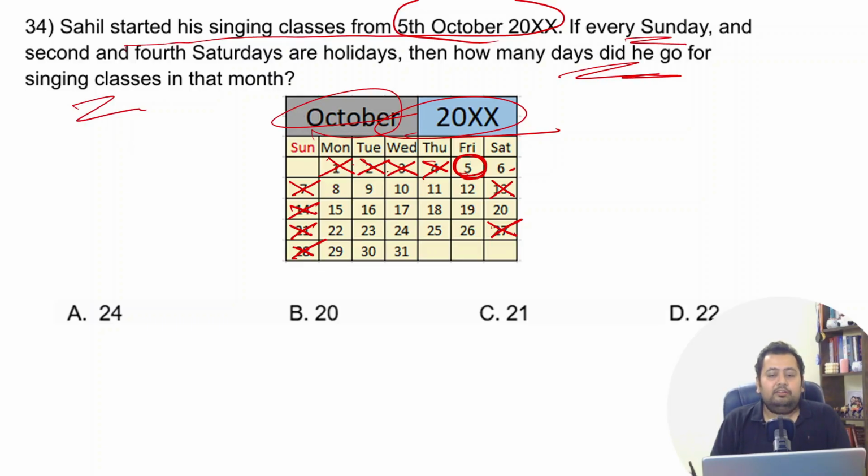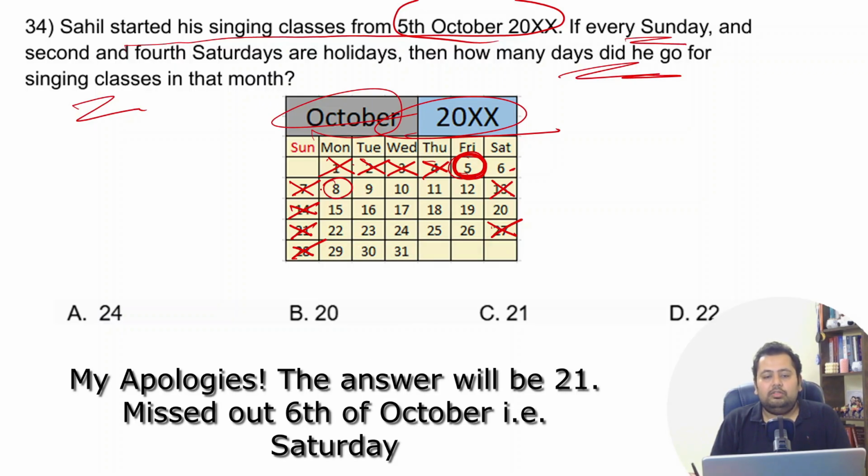So in that month, if you find out, he's going to the singing class on this is first. So he's going on Friday 5th, that is one. He's going on 2, 3, 4, 5, 6, 7, 8, 9, 10, 11, 12, 13, 14, 15, 16, 17, 18, 19, and 20. So he will go to the class for 20 days in that month, right? Hopefully, you would have got it correct.